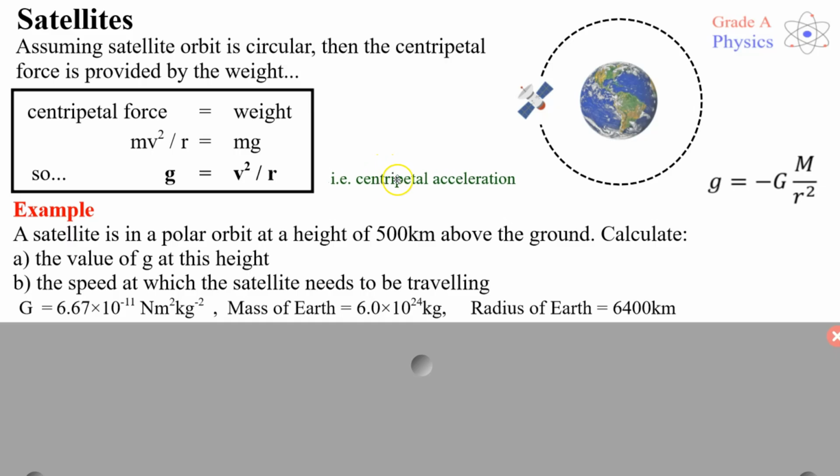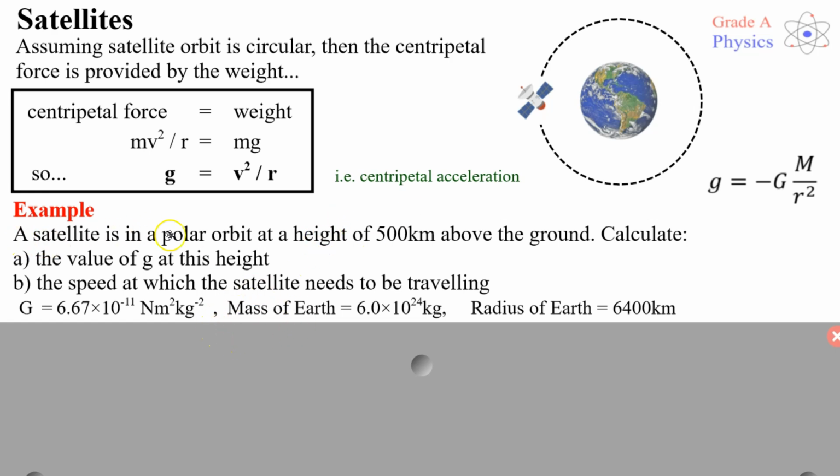And we talked about centripetal acceleration before, and it shouldn't surprise us that v squared over r is centripetal acceleration. So at a particular height above the Earth's surface, the value of g, the acceleration due to gravity, is the same as the centripetal acceleration. So let's look at an example.